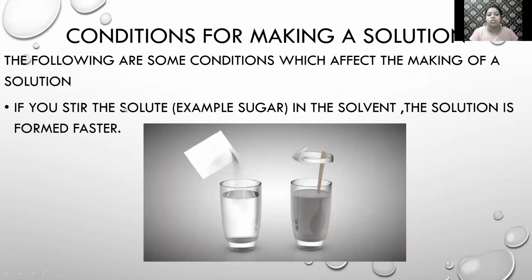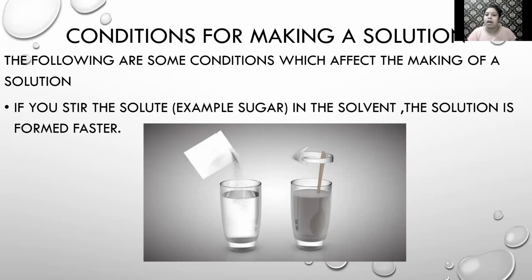Now, if you stir the solute, for example, we are taking the example of a solute being sugar, in the solvent, the solution is formed faster. So we all know that when you put some sugar in water, we take a spoon and we begin to stir the water, correct? So what happens when we stir the solute, that is the sugar, in the solvent, that is water, the solution is formed faster.